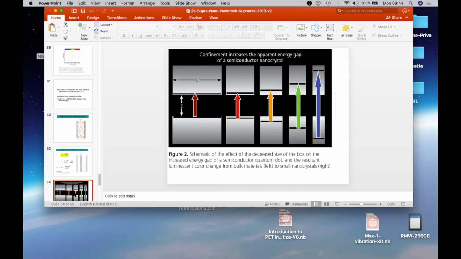Wait, but for gold there is a size effect, right? If you have a higher concentration... because I learned about quantum dots before, and there was a size effect for gold particles.